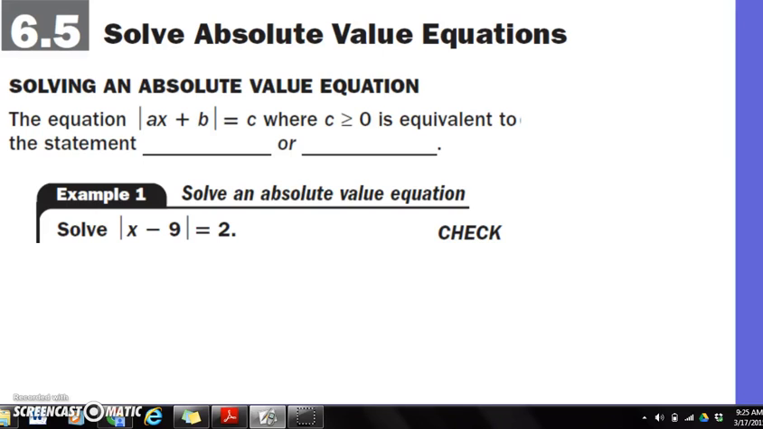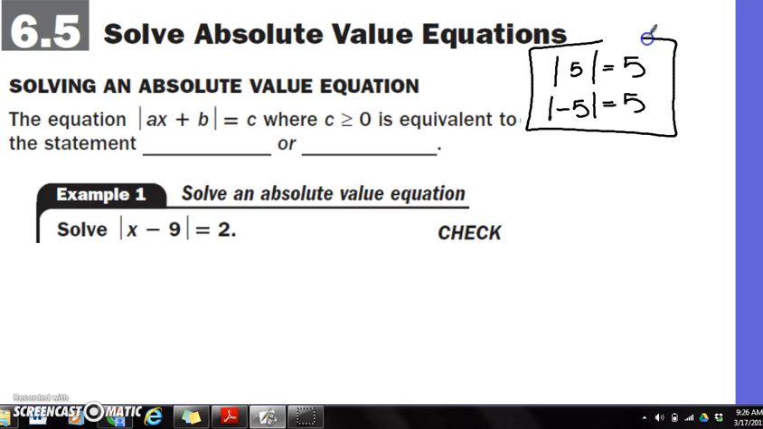Today we're going to learn about absolute value equations. This is where the absolute value, remember, everything inside an absolute value, like the absolute value of 5 is 5, but the absolute value of negative 5 is also 5. So this is what we learned earlier in the year. This is what we're going to learn now. We're going to do these with equations, and next section we're going to do these with inequalities.